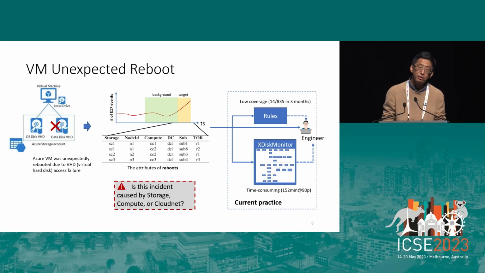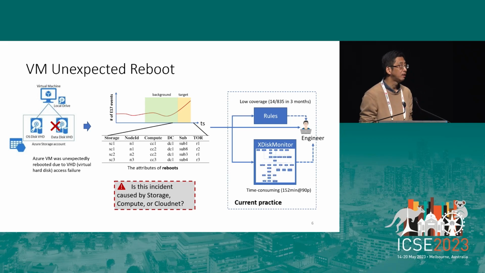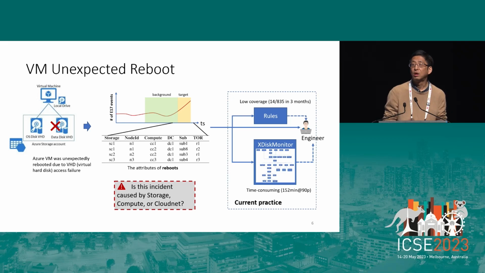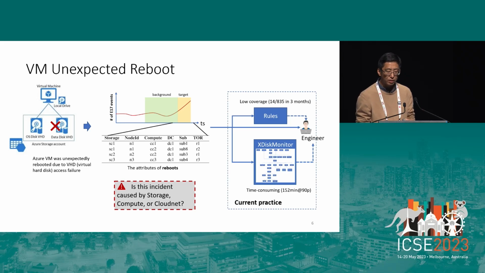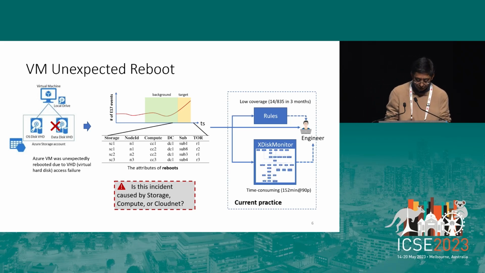They have to manually look at the spreadsheets, look at the data, and try to figure out what the possible root cause, which attribute combination actually is responsible for the sudden increase of failures. So it's very time-consuming.